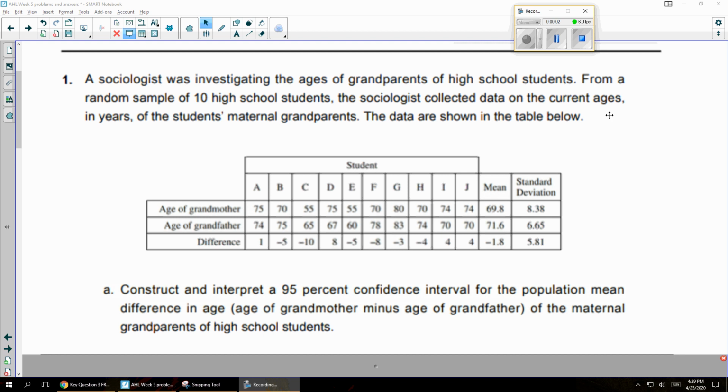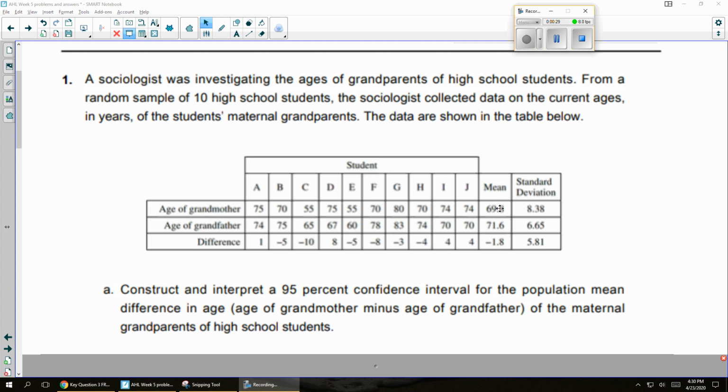This is an interesting problem involving the ages of grandparents for some high school students. They took a random sample of 10 high school students who are named for this problem A, B, C, D, E, F, G, H, I, and J. Those are their names. It helps to call them Amy and Bill and Charlie, whatever. They asked them how old their grandmother was and how old their grandfather was and wrote those ages here.